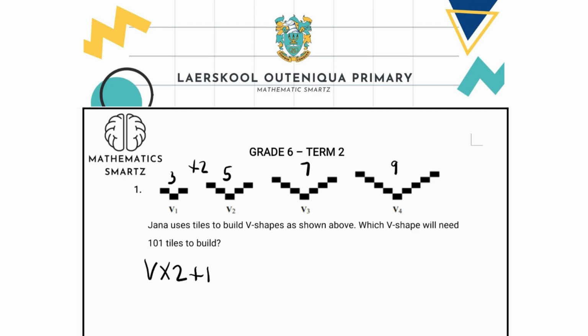Now let's answer the question. Which V-shape will need 101 tiles to build? So grade 6's, what do I have to do? Yes, I have to do the inverse. 101 minus 1, divided by 2. And that will give me 50. Therefore, V50 will need 101 tiles to build.